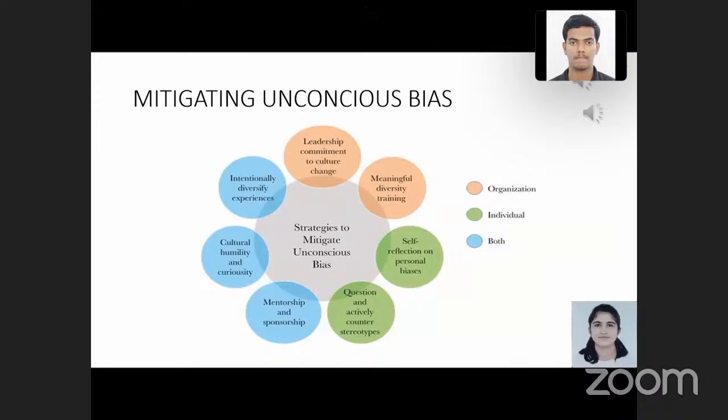Mitigating unconscious bias. It is important to mitigate unconscious bias in the healthcare workplace. Now we will discuss some strategies. Organization strategy: leadership commitment to culture change, meaningful diversity training. Individual strategy: self reflection on personal bias, question and actively counter stereotypes, intentionally diversify experience, cultural humility and curiosity, mentorship, and sponsorship.